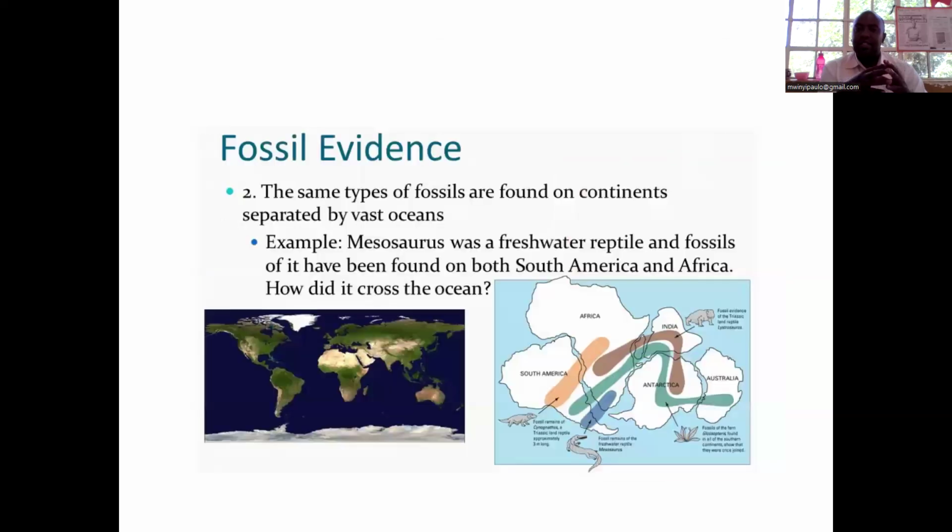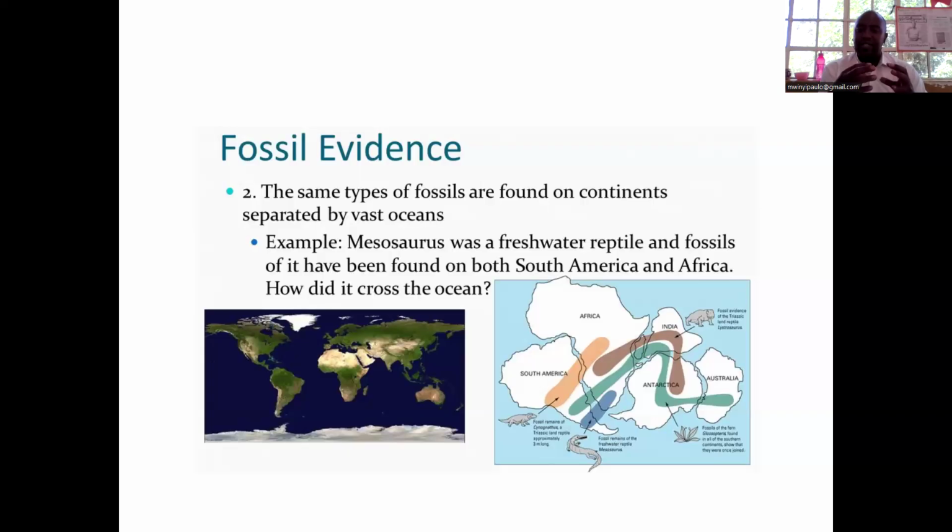The second evidence is the fossil evidence. The same type of fossils are found on continents separated by vast oceans. So there is a fossil that is found in South America, and the same fossil is found in Africa. And these two continents are far apart. So Wegener came to a conclusion that these continents must once have been together.